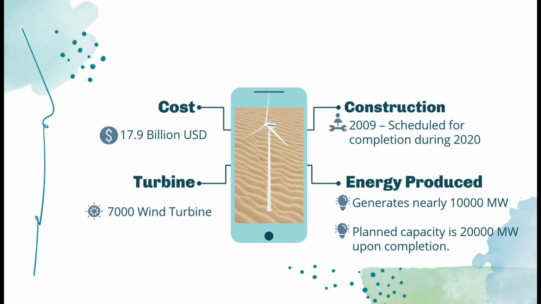The energy produced by the wind farm is nearly 10,000 megawatts. The sheer power generation is a result of 7,000 wind turbines arranged in rows in the Gobi Desert. The plant capacity, if the wind turbines are fully operated, which is 100%, is 20,000 megawatts upon the completion of the wind farm.